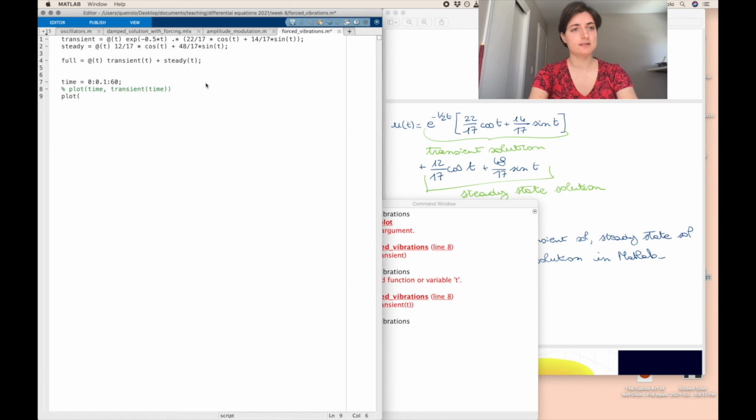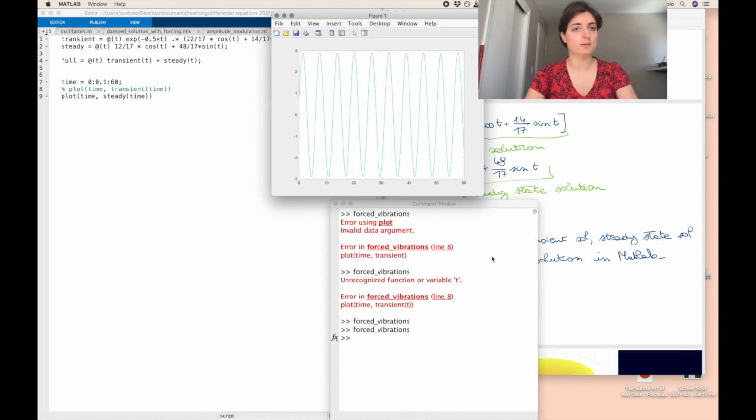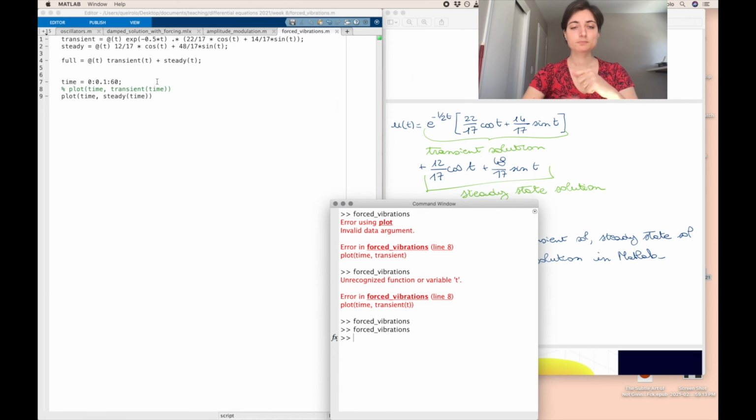Now let's, instead of plotting time and transient, plot time and steady state. Let's not make the same mistakes as before. So steady is a function, so you have to give an argument for the function. And we run forced vibrations again, and what you see here is that you have actual oscillations. Steady state means that the oscillations always have the same width. So it's not changing over time all that much. It's just oscillating up and down. It's a sine and cosine with the same frequency.